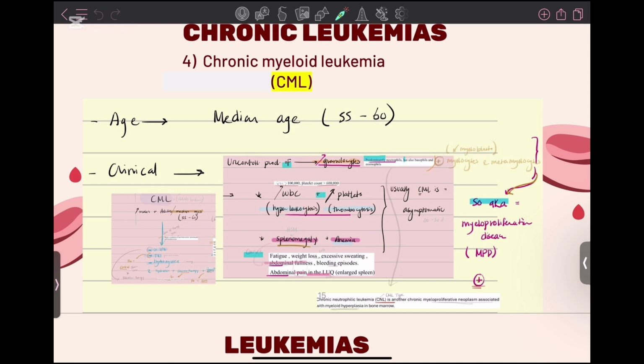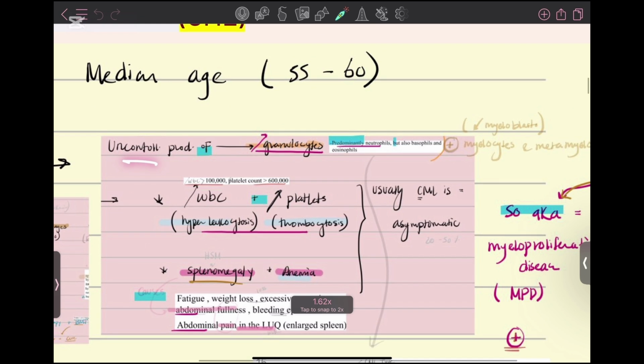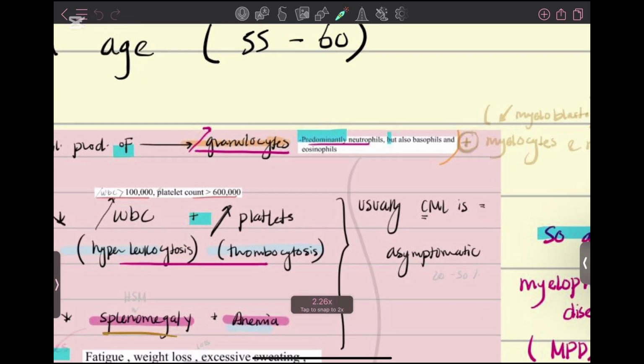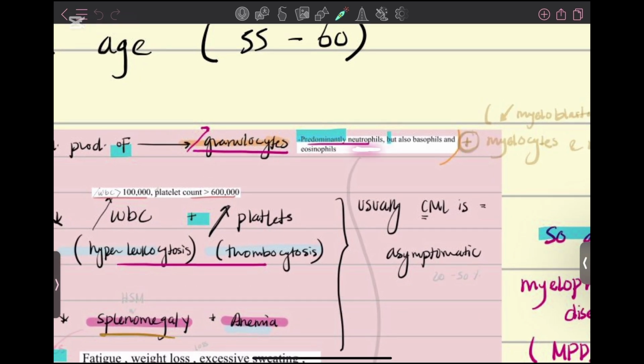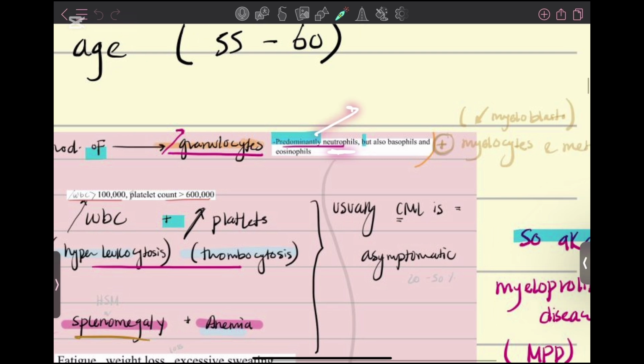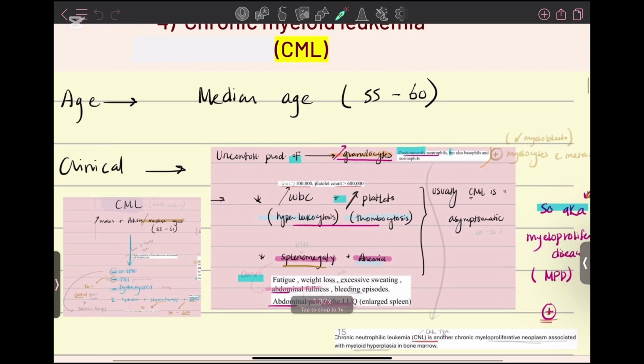Okay, over here in CML, how do you remember what the feature of this is? It's an uncontrolled production or proliferation of granulocytes, specifically an increase in the number of granulocytes. What are they? Most commonly it's the neutrophils. If you see an increased number of neutrophils, quickly, this is CML, which is an uncontrolled production of these cells.